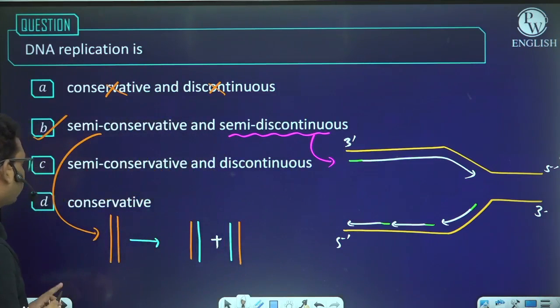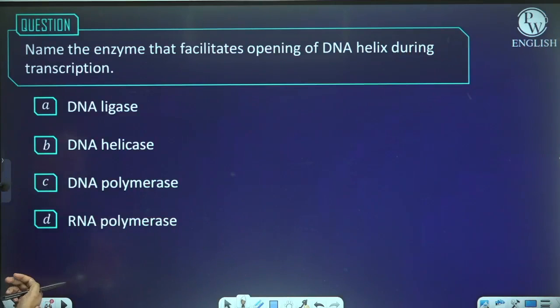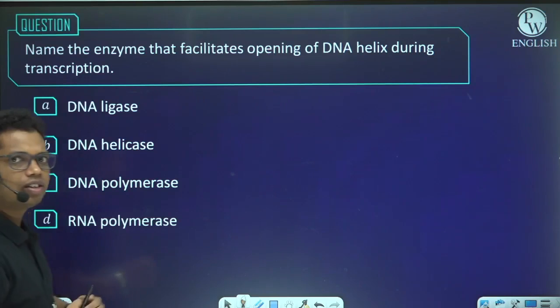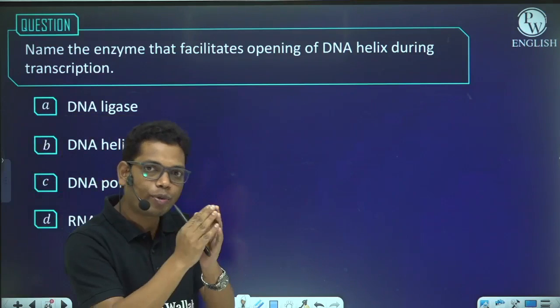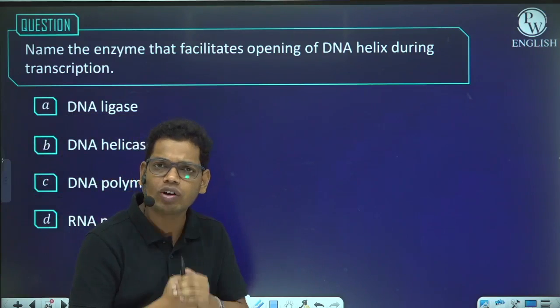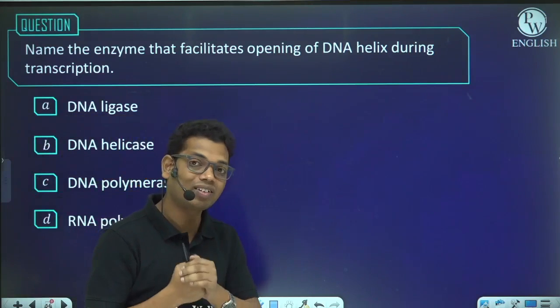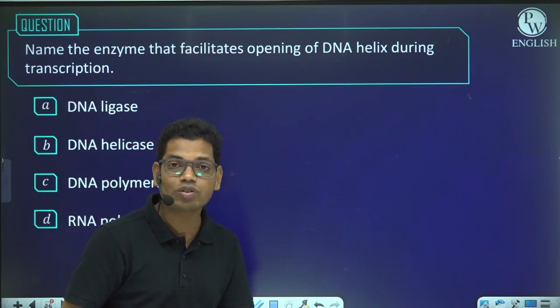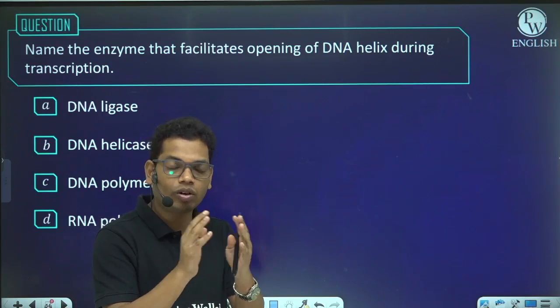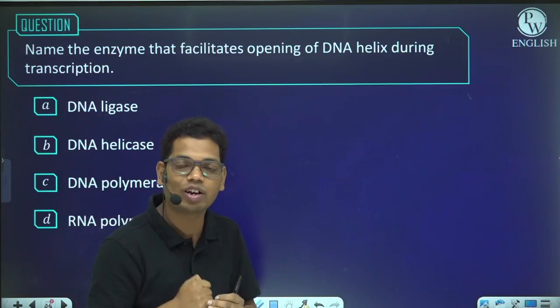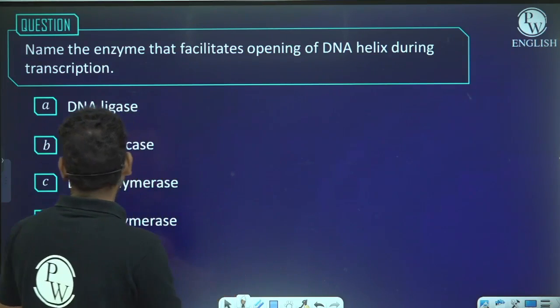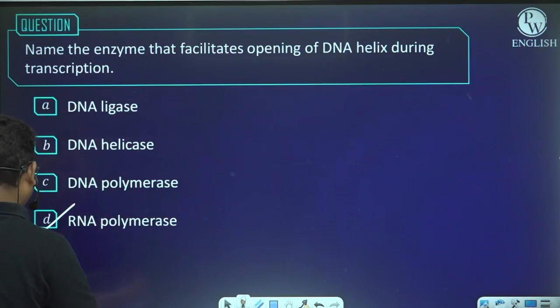Next. Name the enzyme that facilitates the opening of the DNA helix during transcription. During transcription, there is no helicase enzyme involved. During replication, the opening of the DNA helix is by the help of helicase enzyme. But during transcription, who is going to open the DNA molecule or break the hydrogen bonds? It is the RNA polymerase itself. So the answer is RNA polymerase.